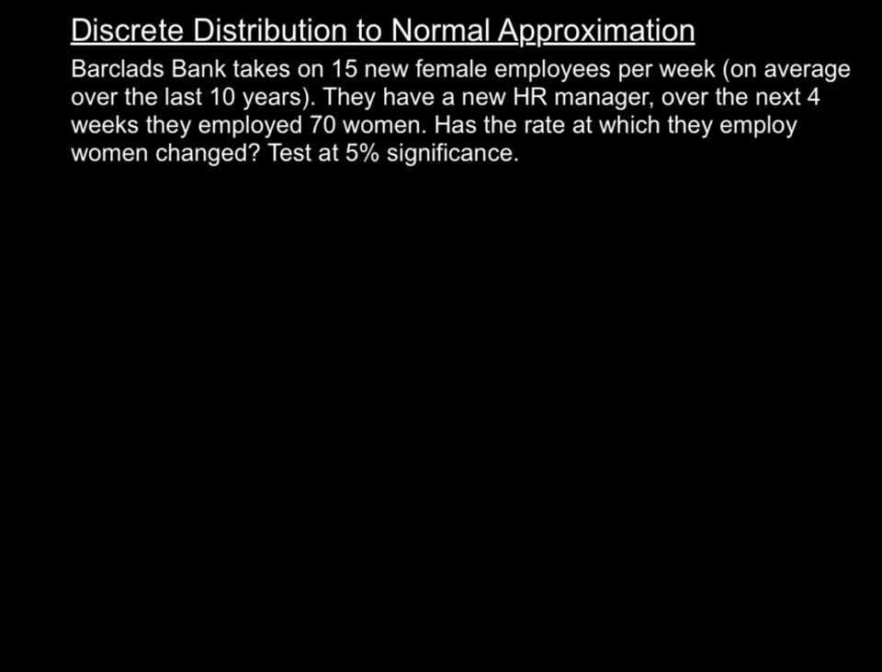Test at 5% significance. So from this information, there's some key points to pick out. We've got a rate here, 15 female employees per week, and it says, has the rate at which they employ women changed? So it's not suggesting it's gone up or down, so it's suggesting that we've got to do a two-tailed test.